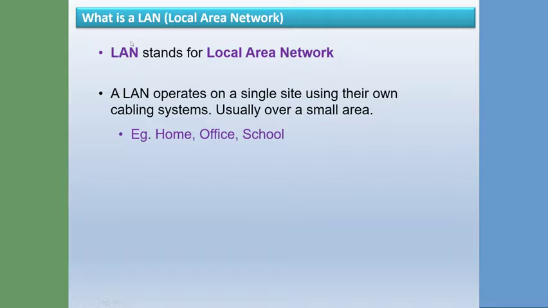Okay, so types of network here. We've got a LAN, which stands for local area network, so it's local to us. A LAN operates on a single site, so a single building. It could be an office, a school, or your home. It's usually over a small area. A school may not seem like a small area, but geographically it is still classed as a small area.